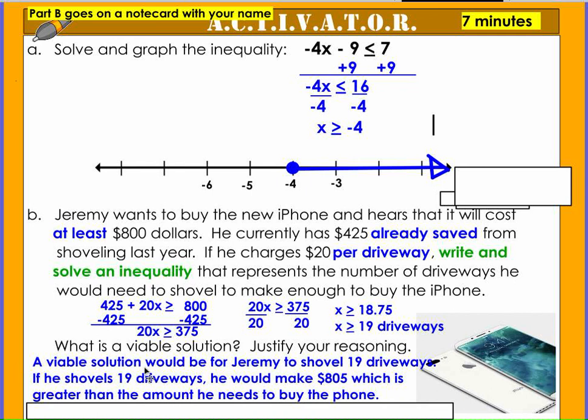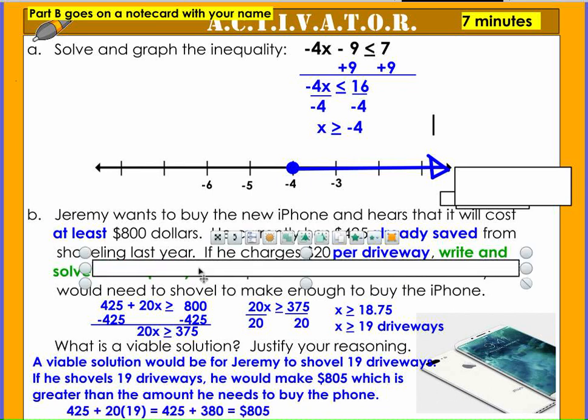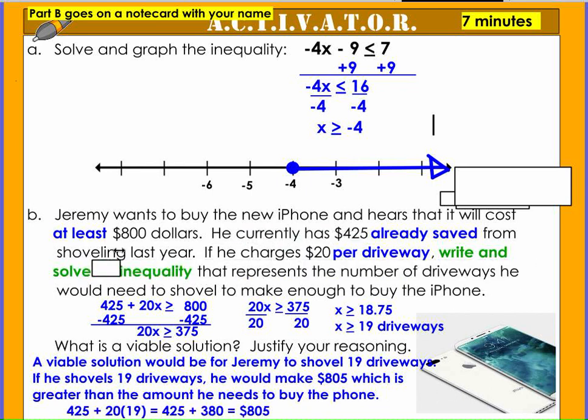The last thing I'm going to do, this reasoning, I'm going to show my work. So I'm going to try and make this disappear as much as I can. Put it up here. So here's my work. I plug in 19. Guess what? When I plug in 19, I see that this is 20 times 19 is 380, and I add it to the 425 I've already got, and I got $805. All right? So that's our activator.